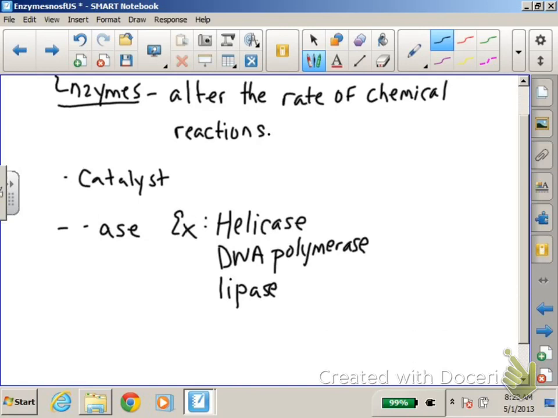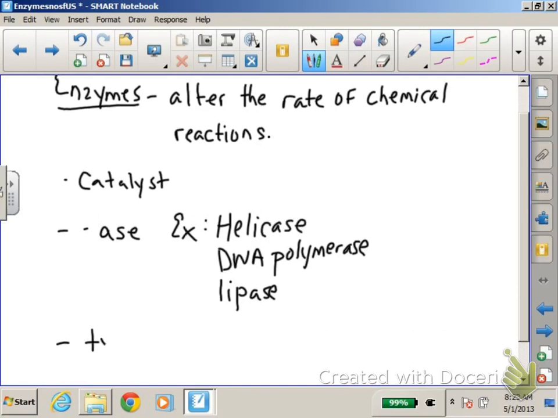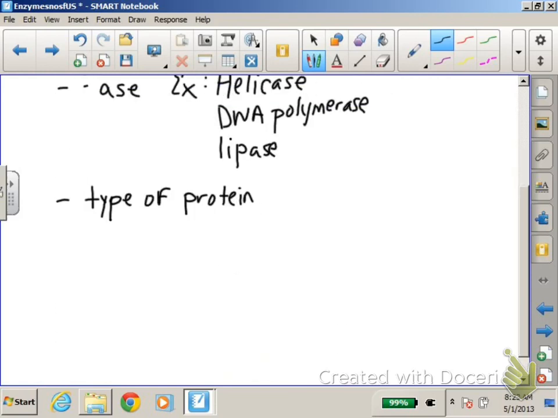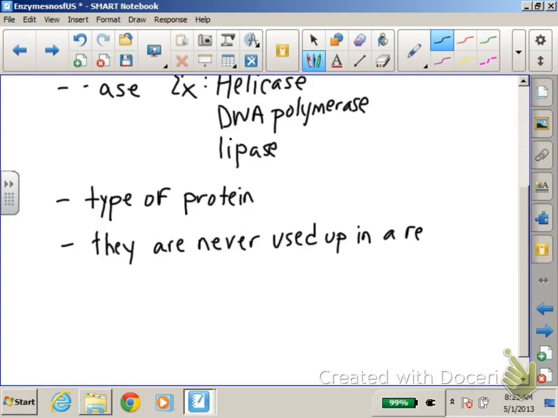Another thing about enzymes is please do remember they are a type of protein. Another fact about enzymes is they are never used up in a reaction, meaning that we can use the same enzyme day by day to start the same reactions.